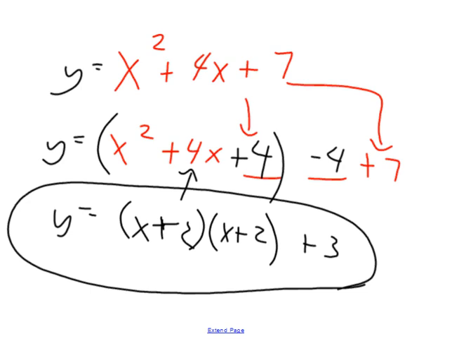Does that look like it's vertex form? Well, it's really close. So you just got to put the x plus 2's together. And now I can see the vertex. The vertex would be negative 2, comma 3.